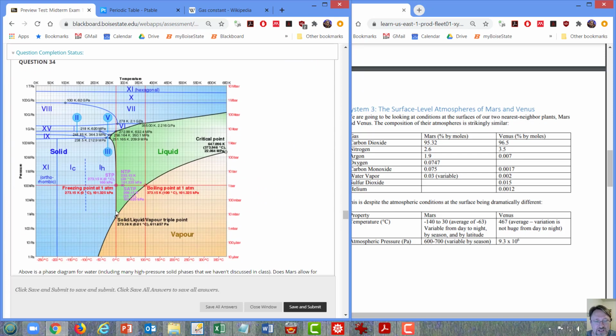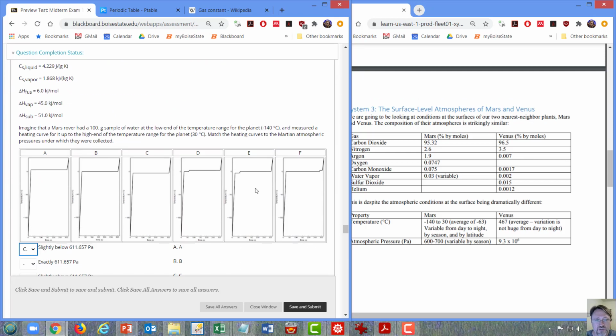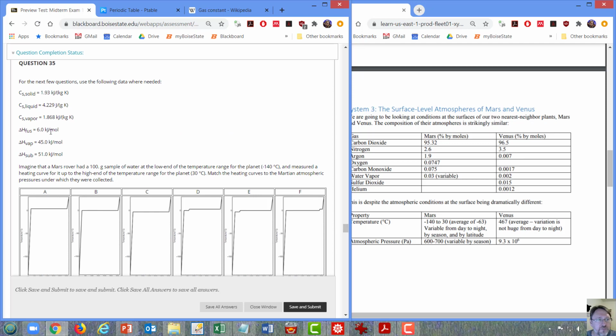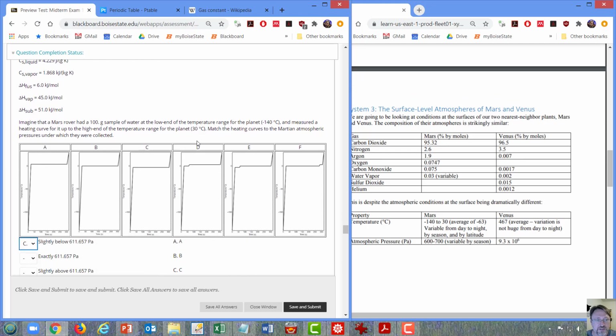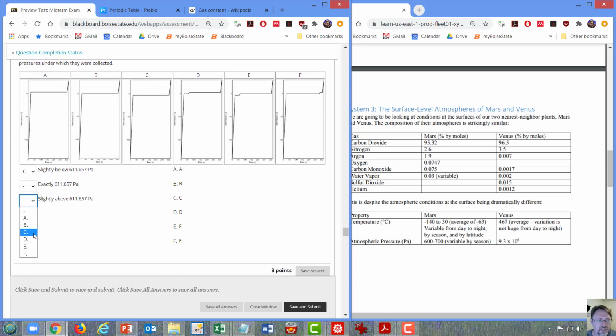So which one is closest to 0 degrees C? Well, it's the melting step, not the vaporization step. So this one is out. Now the question is, does the melting take less energy than the vaporization, or does the melting take more energy than the vaporization? Well, if you look up here, the vaporization is at 45 kilojoules per mole, and the fusion, or what we use for melting, is the 6 kilojoules per mole. So D has to be the answer. So slightly above is D.